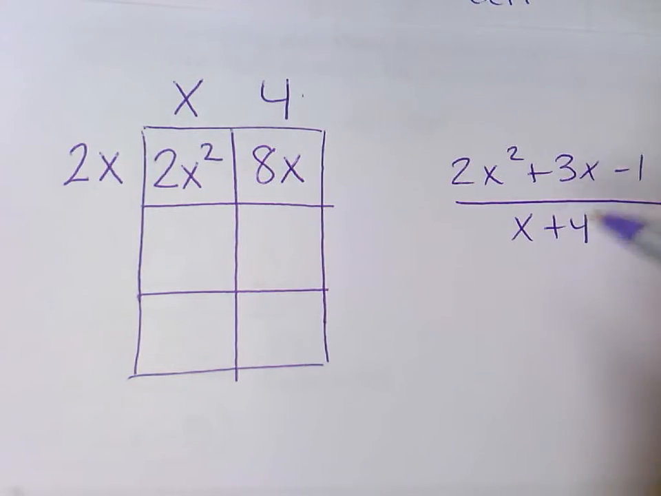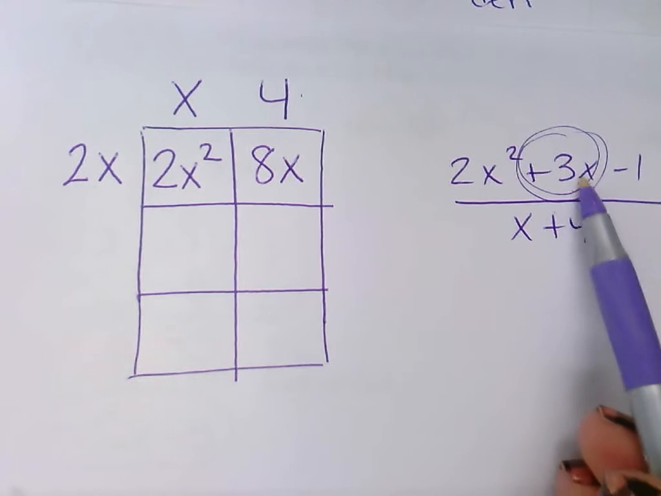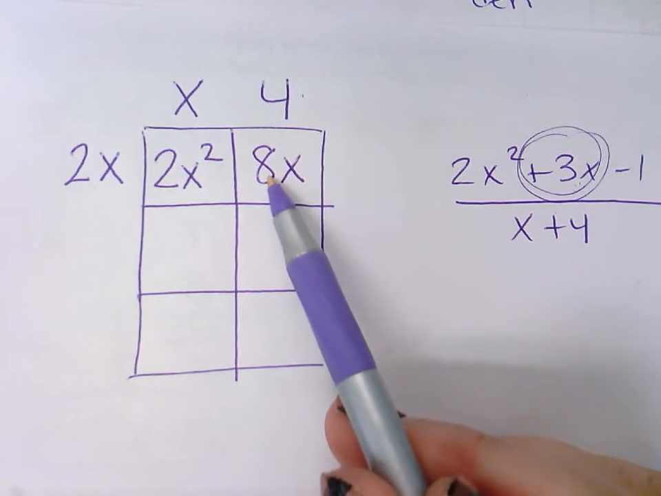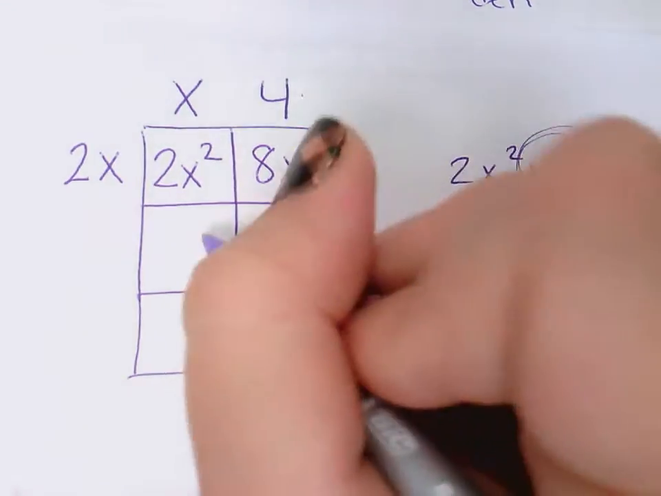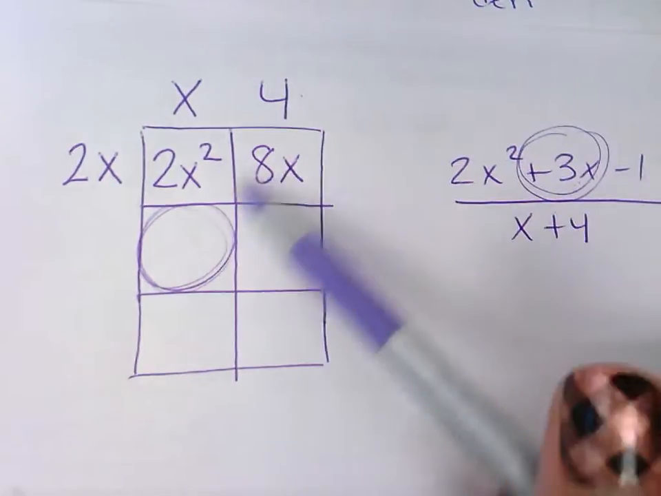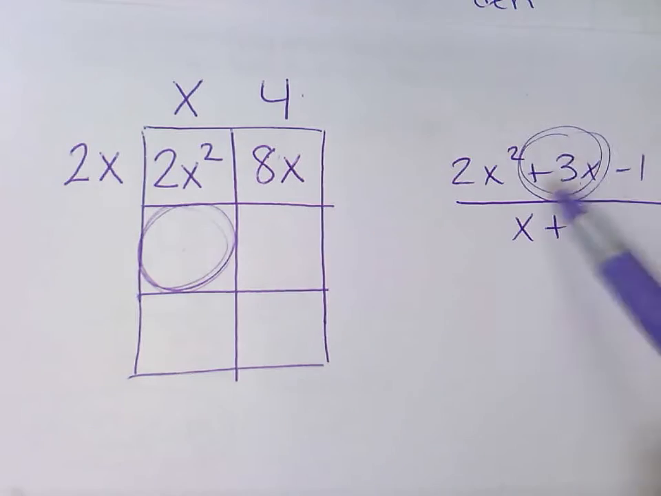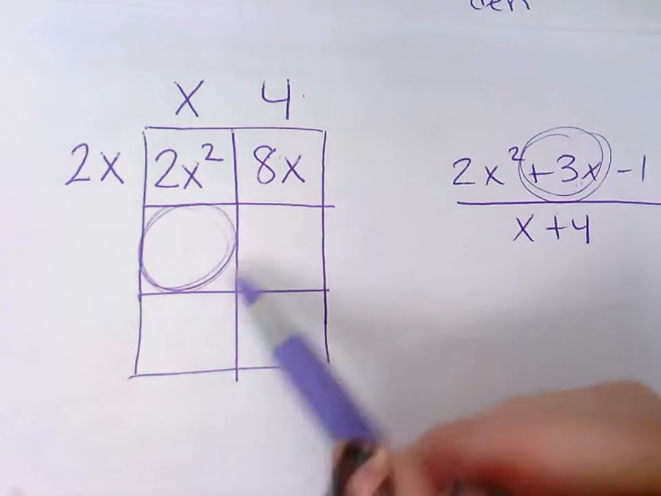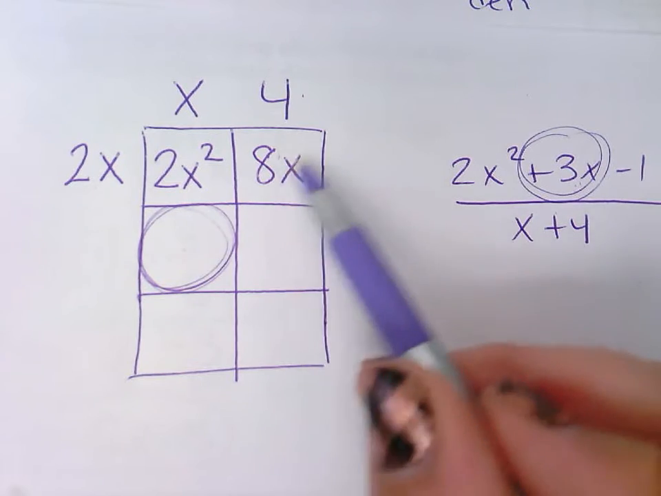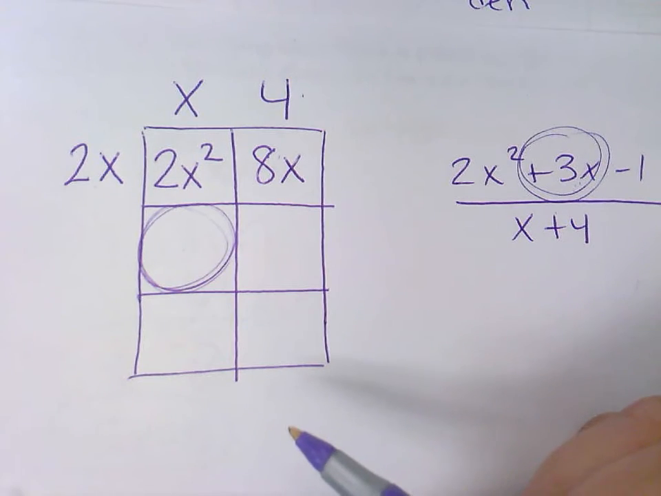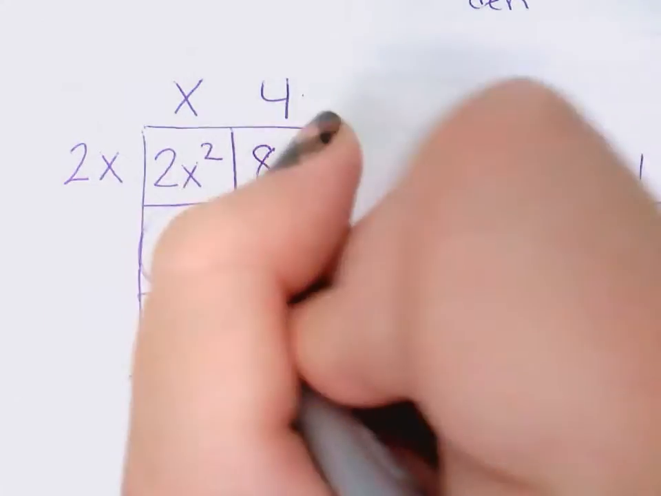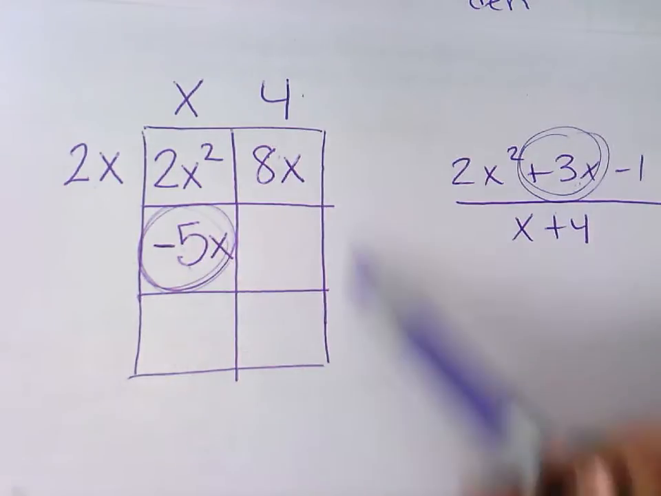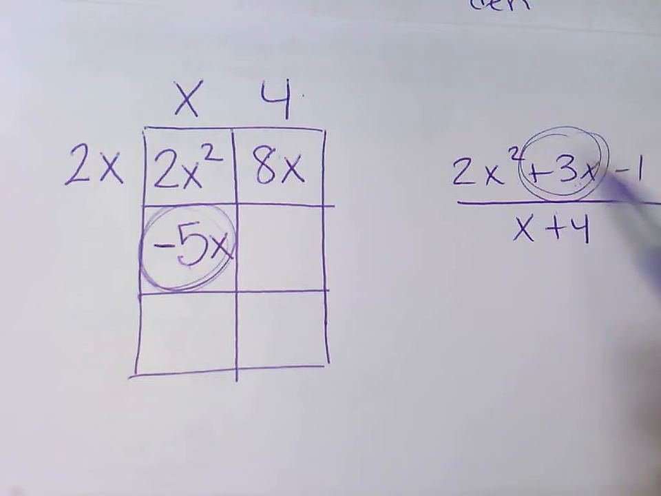How many x's do I actually want in my dividend? I only want 3 x's. I currently have 8 x's. How many x's have to go in this box so that my dividend adds together to give me just 3 x's? What would have to go here to equate for the 8x? Negative 5x. So negative 5x plus 8x would build the correct dividend of 3x.